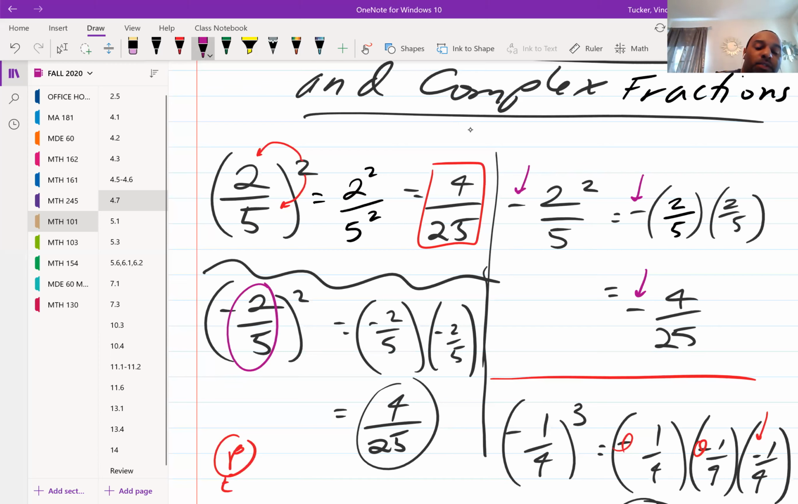But over here, if you include the negative, that's going to be negative 2/5 times negative 2/5. A negative times a negative turns positive, so we have a positive 4/25. So before we go anywhere with that, make sure we're okay with the idea of including parentheses versus not including parentheses when you have a negative number involved.